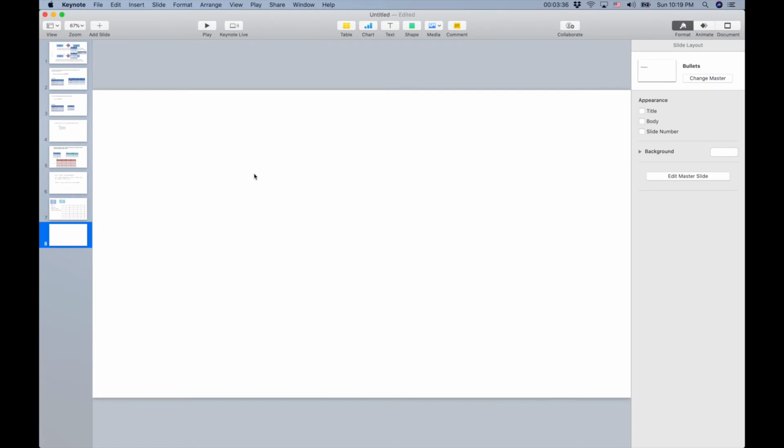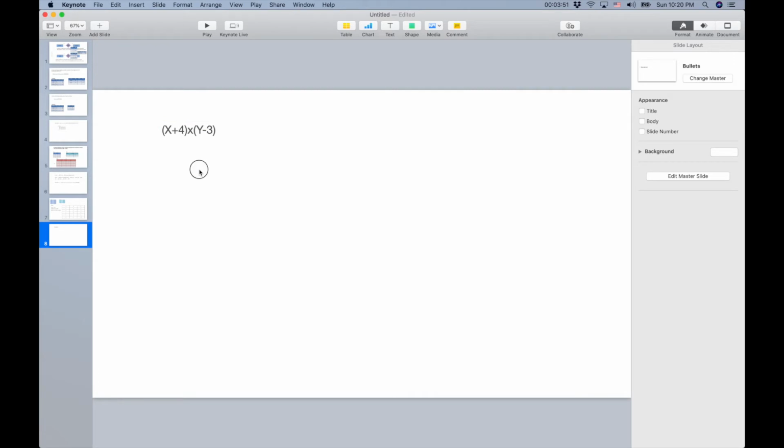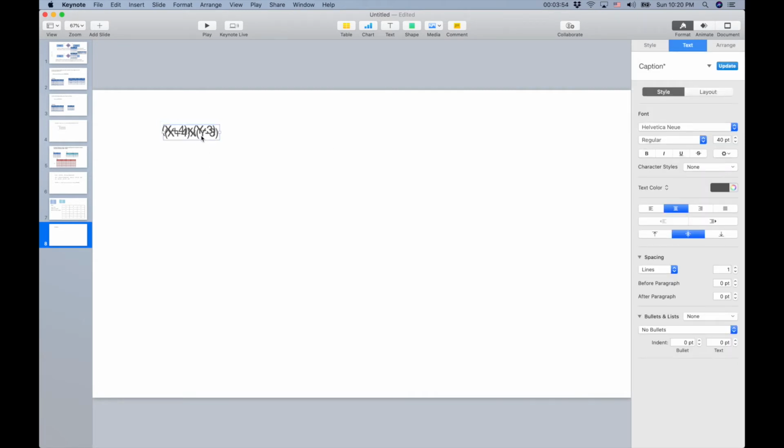So what does this mean? We can represent the expression, right? We have (x plus 4) times (y minus 3). This is the expression we want to represent, and we can represent it in three ways. The first one is as a sequence of assignment statements.